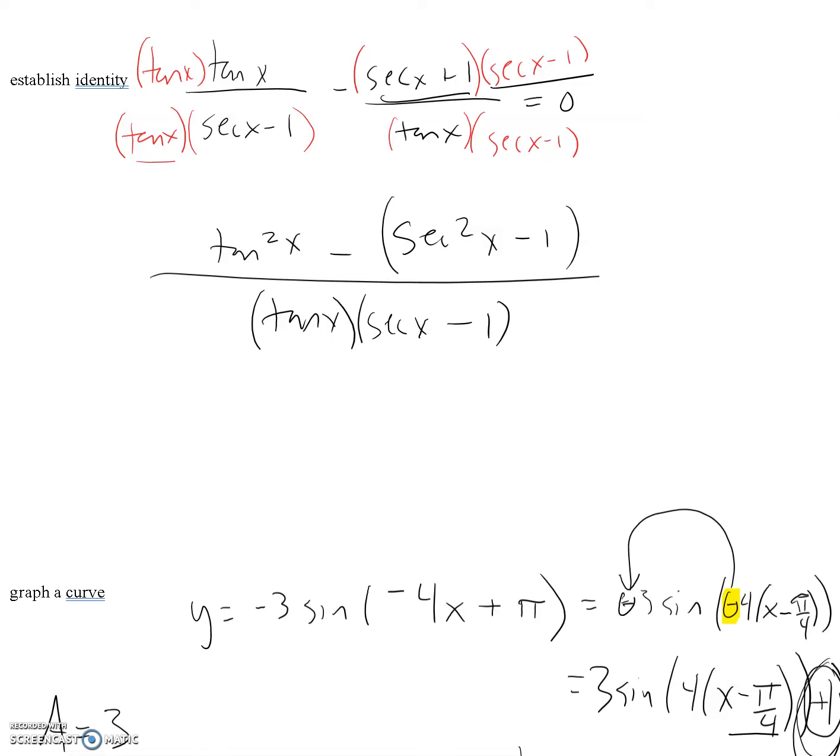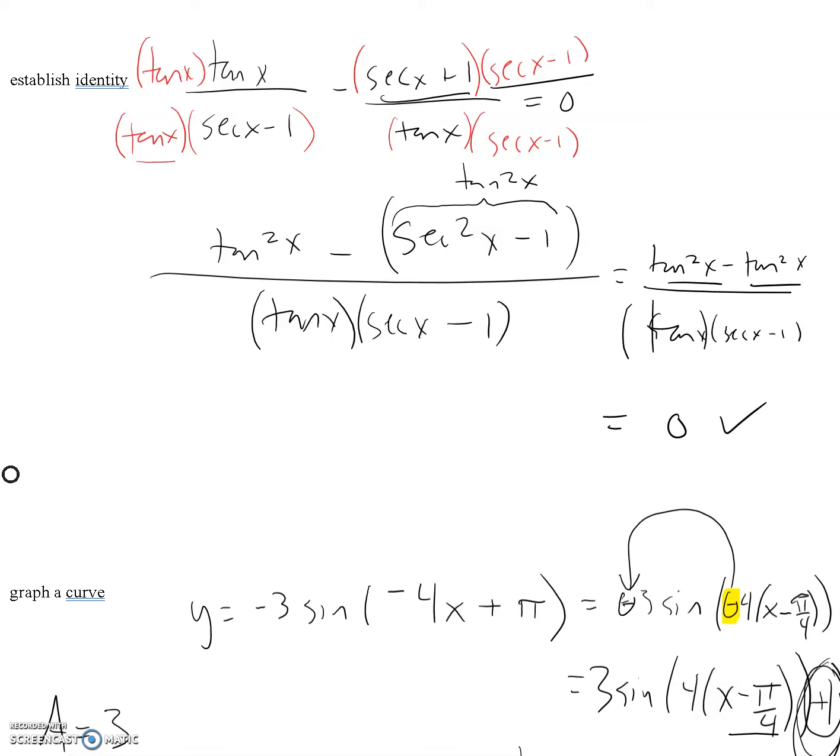Okay, so that's good because now I know that I have an identity. You go to my identity sheet, and this one's going to work out pretty nicely, I think, because secant squared minus 1, I know, is equal to tangent squared. All right, and once I do that, now I have tangent squared x minus tangent squared x. I don't really care what's in the bottom. There's my LCD, because that minus that is 0, so I end up with 0.